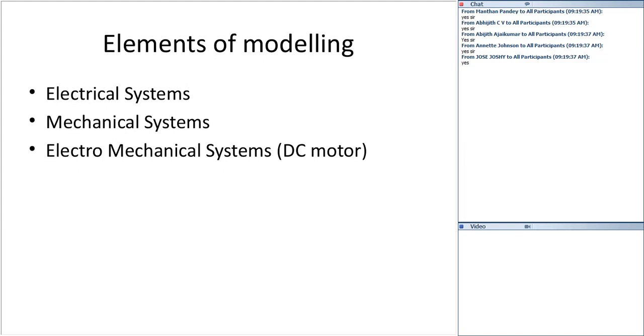So next we will be studying about elements of modeling. Like you have electrical systems, what are the basic elements of electrical systems? What are the basic elements of mechanical systems? Finally, in tomorrow's class we will be deriving the transfer function of a DC motor, an armature controlled motor. So we will try to obtain the transfer function of electromechanical systems.